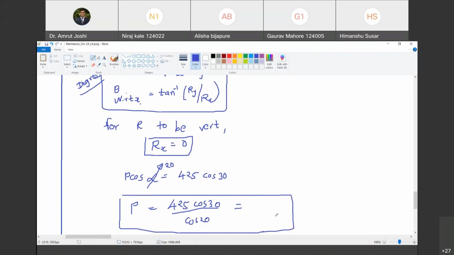Yes, go ahead. Please take calculations very seriously. You should do this calculation judiciously in every class. So 425 cos 30 divided by cos of 20. That is 391.68 pounds.